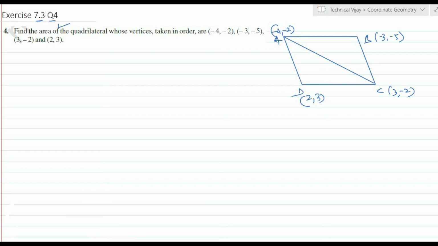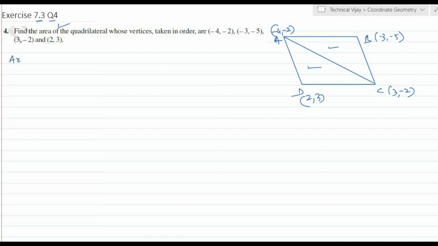So here, by taking a diagonal, we divide this into two triangles, this is one triangle, this is one triangle. So we will calculate the area of this triangle and the area of this triangle. We know the formula for calculating the area of a triangle. So we will add these two areas. So first we will calculate the area of ABC.